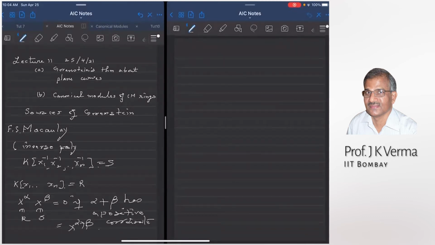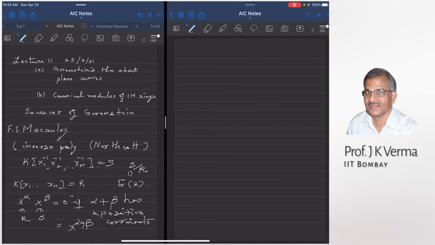So he was investigating Gorenstein rings. He constructed Gorenstein rings using this method. There's a nice paper of Northcott where he explains this approach. It is quite easy to understand. And he shows that S mod R is the injective hull of R.